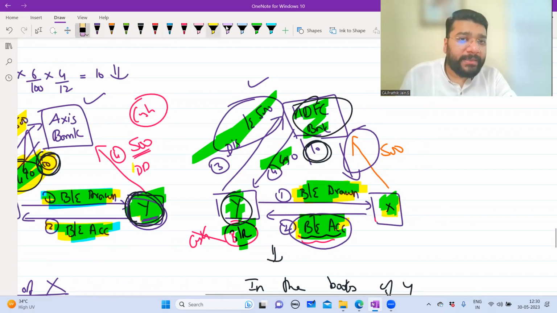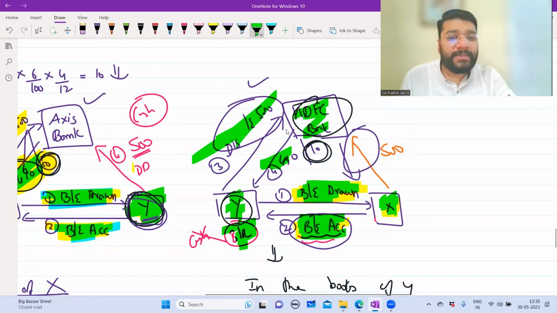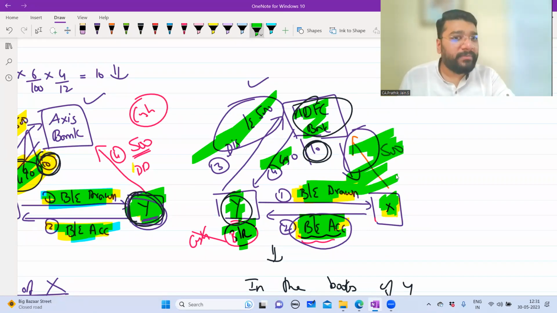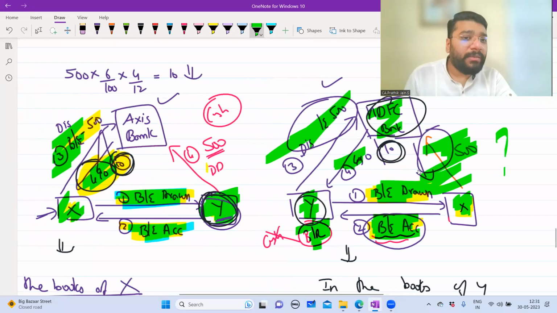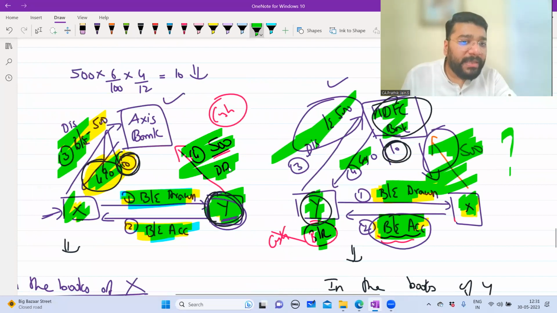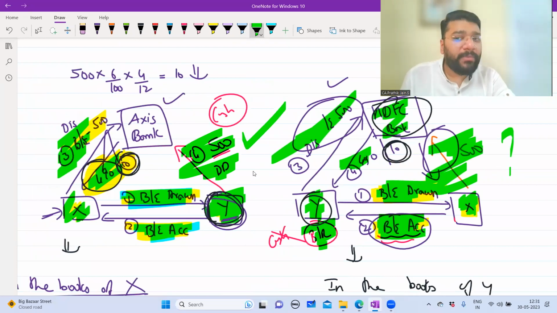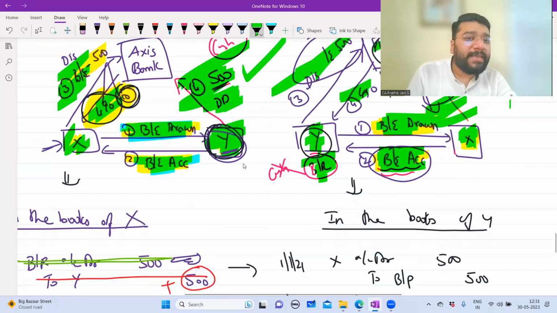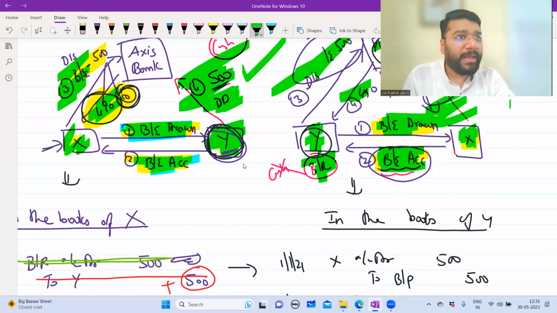What am I supposed to record next? After the bill is discounted, on the maturity date, X has to make the payment to the bank. So will I record this in my books of accounts? No. Here on the maturity date, Y will have to make the payment to Axis Bank. So can I say this I'll record in my books of accounts? Yes. So this we will record now. So this is a transaction between Axis Bank and Y.